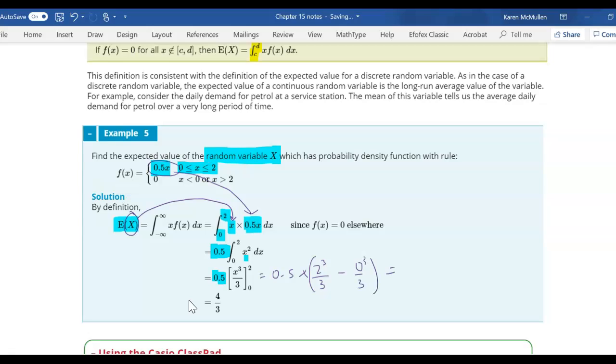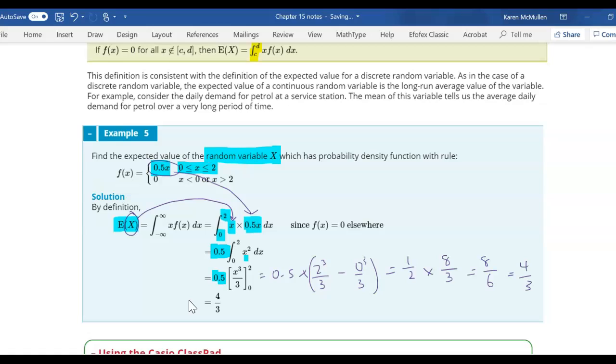Now, if you're working with decimals and fractions, have them both in fractions. Fractions are easier to deal with. So 0.5 I've written as a half, and 2 cubed is 8, so we have 8 over 3. And then 0 cubed is just 0. So 1 times 8 is 8, and 2 times 3 is 6, and that simplifies to 4 over 3.